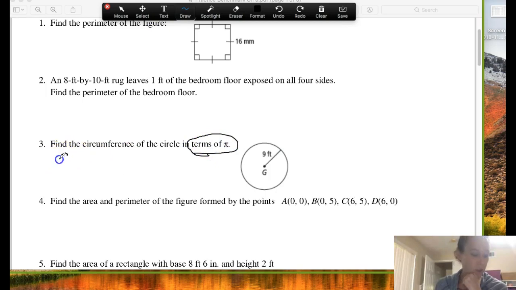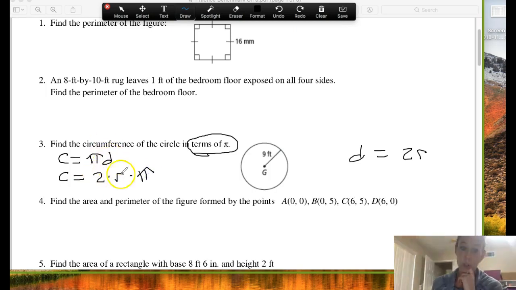So make sure you know the circumference of a circle is just pi times diameter. Remember, diameter is 2 times the radius. So circumference could be written as 2 times the radius times pi, because diameter is just 2 radiuses. So we have a radius of 9. 2 of those to give the diameter would be 18, just 9 times 2. So all you have to do here is write 18 pi.